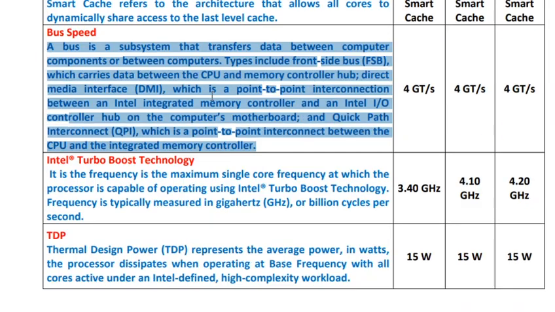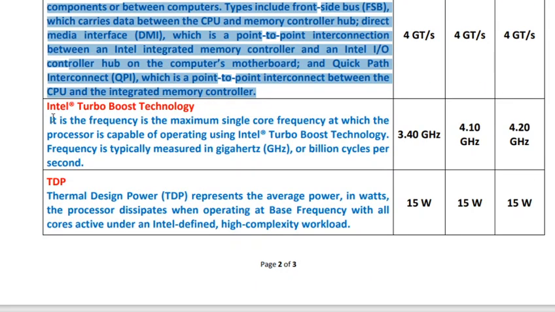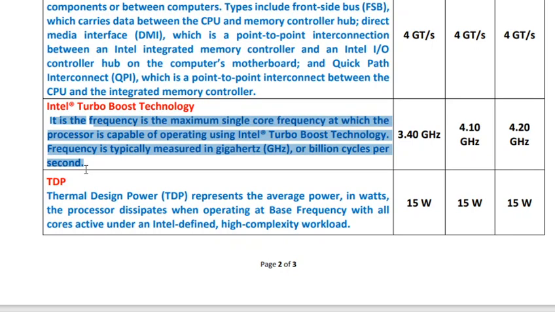Now, likewise, we have Intel Turbo Boost technology. It is the maximum single core frequency at which the processor is capable of operating using Intel Turbo Boost technology. Again, we know that frequency is represented in terms of hertz, and very often it's represented in terms of gigahertz, that is, billions of cycles per second. Now TDP, that is thermal design power.